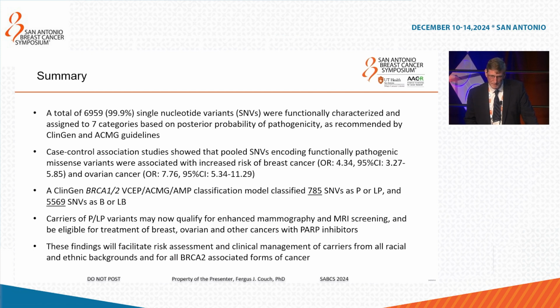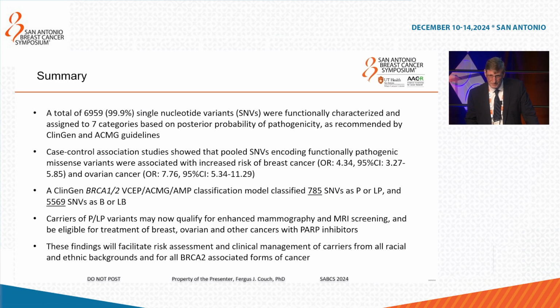With the ClinGen ACMG model that I've mentioned for variant classification, we've classified 785 of those single nucleotide variants as pathogenic or likely pathogenic, which is really a huge number compared to what's known today. And just as importantly, into the benign category, we can take all these variants of uncertain significance and say they're likely benign or benign. That means that patient is off the hook, at least in terms of that variant and what it means for them and their family. So this is quite useful information as well.